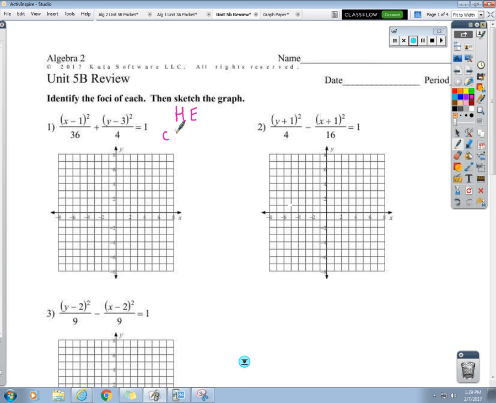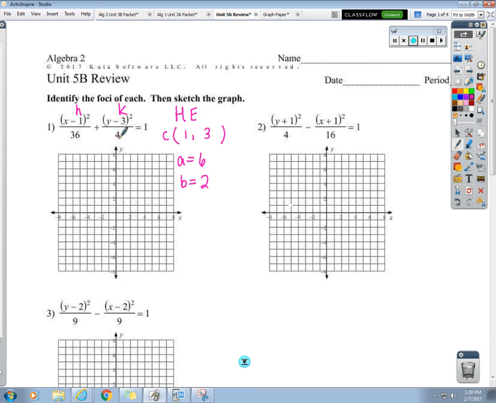Now we need to figure out the center of this horizontal ellipse. Where is it? 1, 3. Because in the H place is a 1 and the K place is a 3. Now we need to figure out the A and the B. Which one's which? Correct. Because with a horizontal ellipse, A is on the left, B is on the right. That would have been 6 squared. That would have been 2 squared.